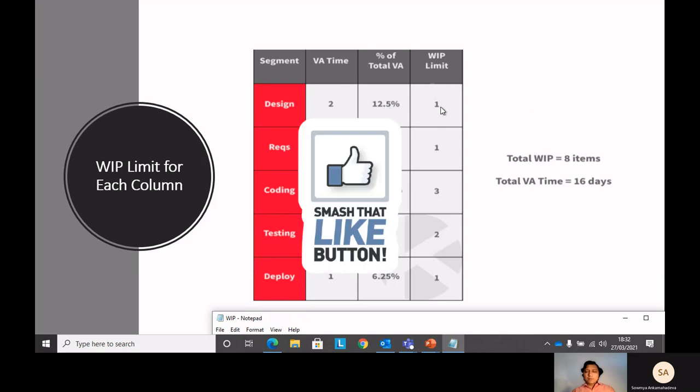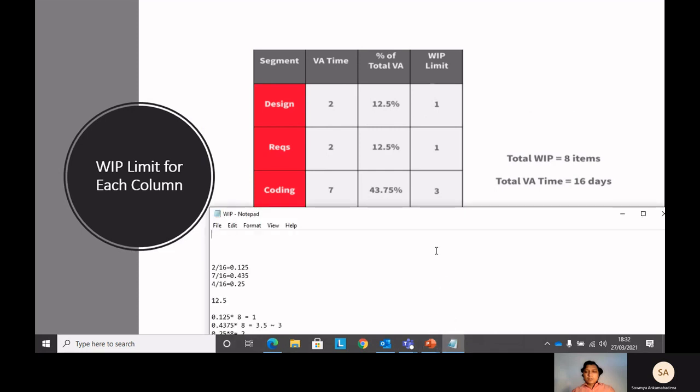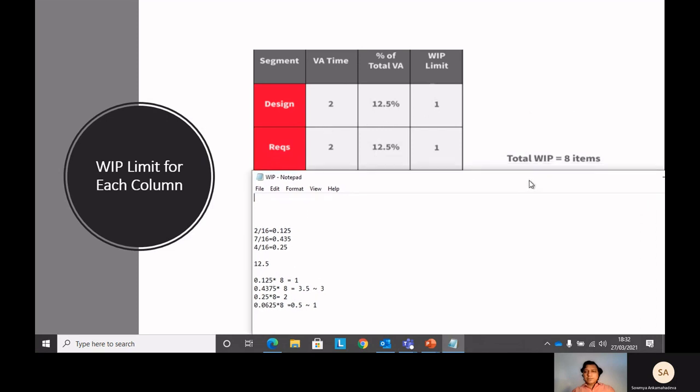Let's see how the WIP limit comes for individual columns, individual swim lanes. Now we know this is 0.25 for this one, and the total WIP is 8 for the complete board. Again, we are doing nothing but simply multiplying this value add percentage with the total WIP limit. So it's coming as 1. You can see if you multiply 0.25 with the total WIP items, that will be 2.